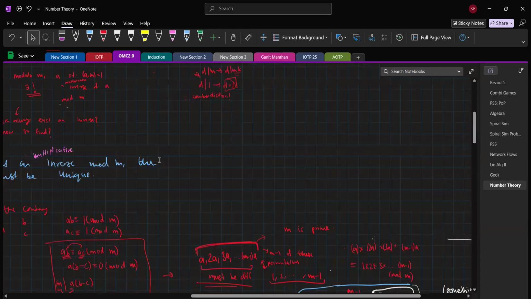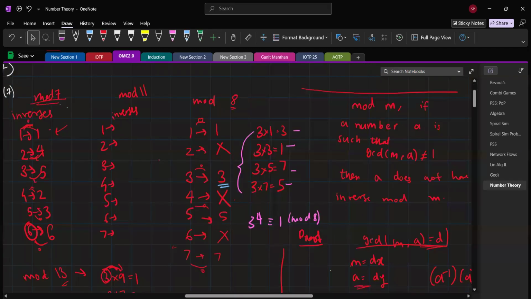You can do the same thing with 5 and look at all multiples of 5 which are co-prime to 8, you'll get 1, 3, 5, 7 in some order. If you look at all multiples of 7 which are co-prime to 8, you'll get 1, 3, 5, 7 in some order. And then you can multiply these out and then cancel out this product.